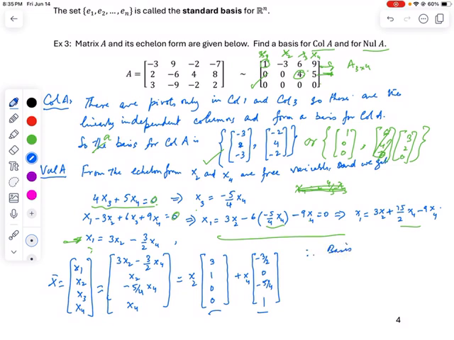So therefore the basis for null A is, so you'll put big parentheses, and then you will put the vectors in. And notice now these are 4 by 1 vectors. The size of these vectors is 4 by 1.